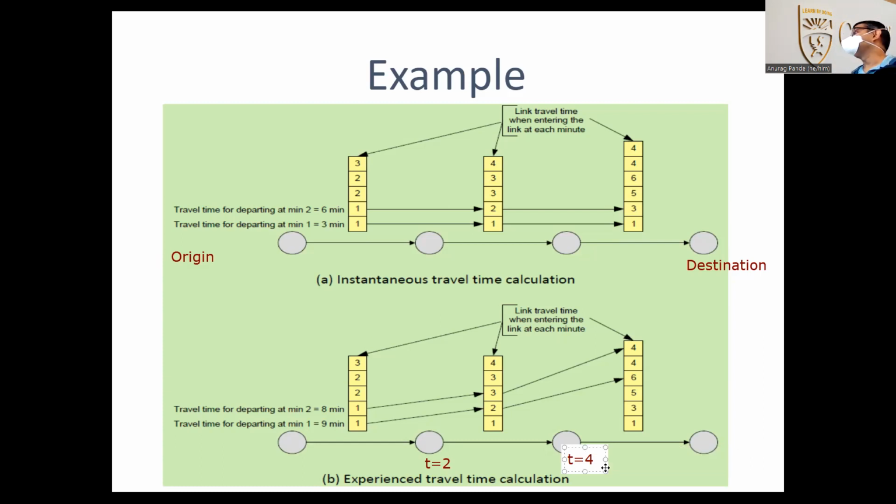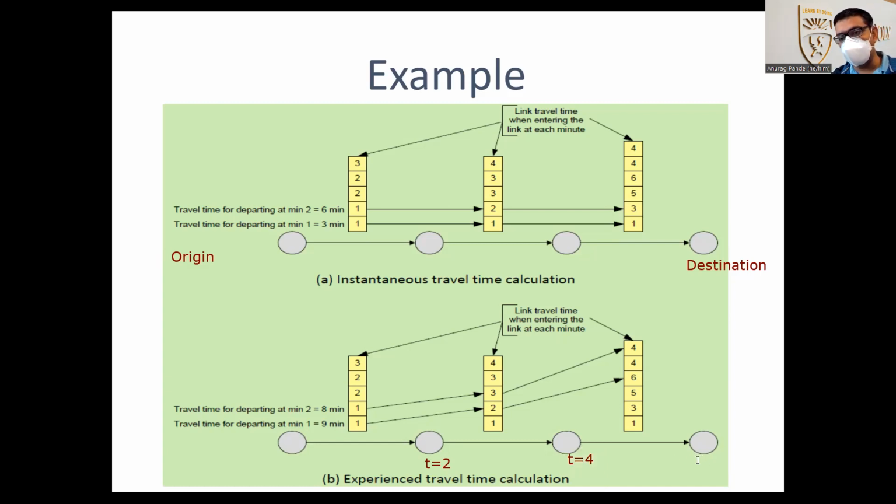What would be your travel time at the third link? You got here at t equal to 4. Go to the third link at t equal to 4. What would be your travel time through this last link? 6 minutes, right? Because this is t equal to 1, t equal to 2, t equal to 3, t equal to 4, 6 minutes. So you're going to have to spend 6 more minutes.